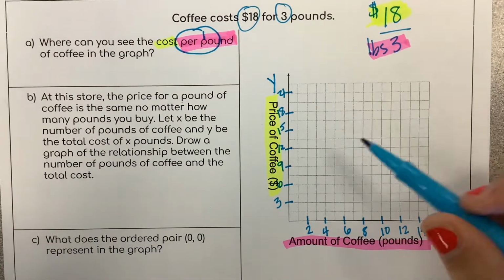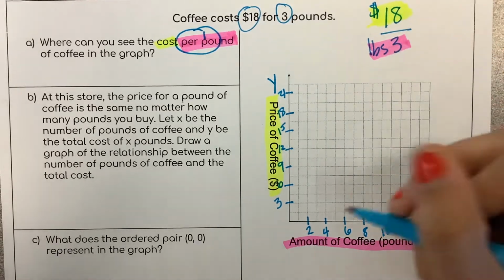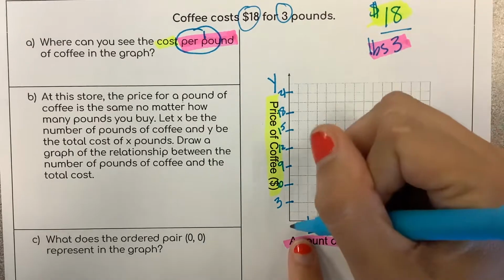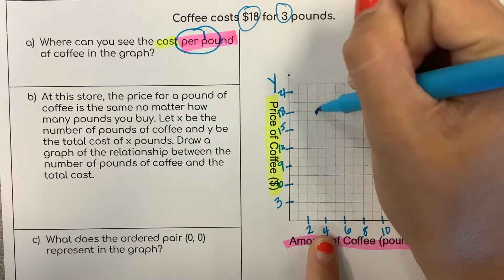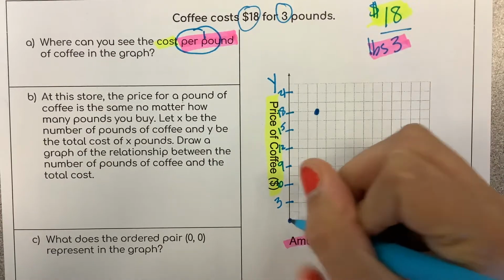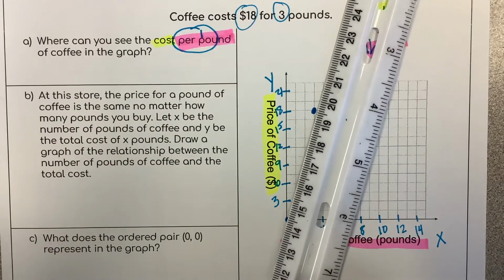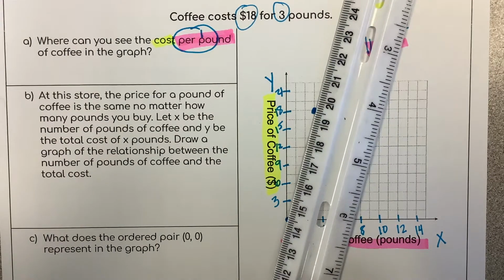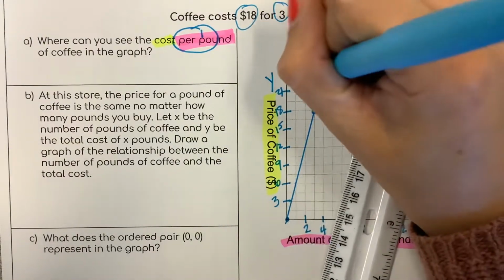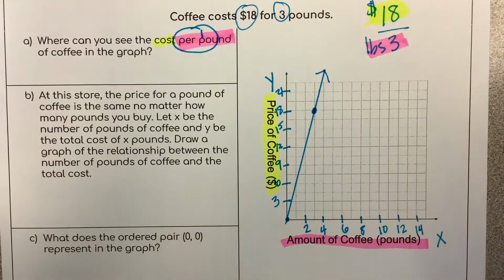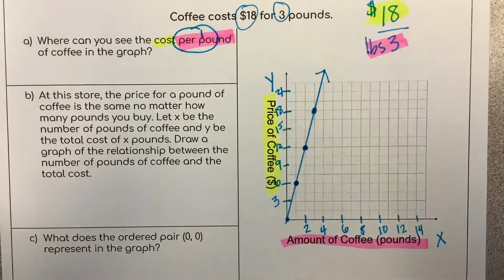So I'm going to graph this information first. We know it costs $18 for 3. So our x value is 3, so I'm going to go to 3, and our y value is 18. So that's going to be up here. And I'm going to draw a line connecting from 0, 0 to 18 over 3. Okay. And you might notice it kind of intersects at a couple other clear points.